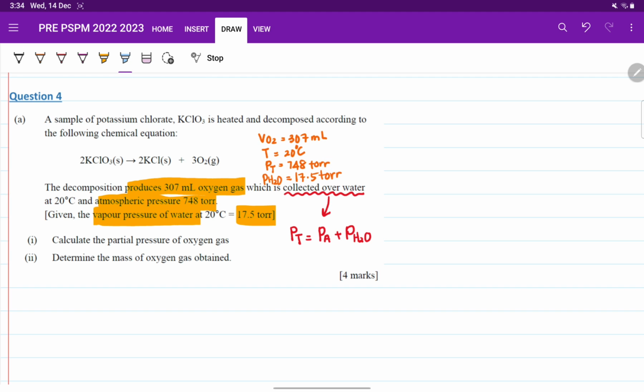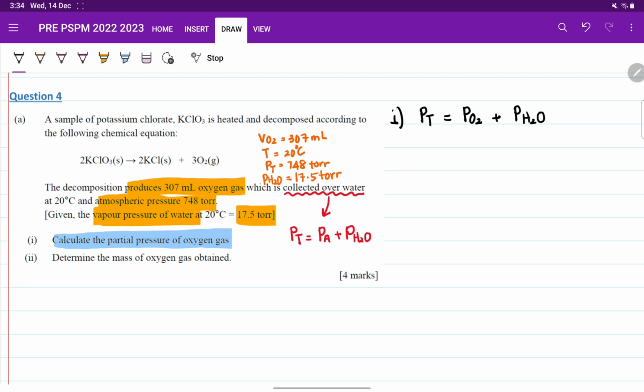Now, baru kita tengok kepada soalan. So soalan 1, calculate the partial pressure of oxygen gas. So for this question, question number 1, kita akan straight away gunakan this equation. Cuma dekat sini kita akan spesifikkan lah kita punya equation. So it will be P total, so gas A dekat sini kita akan gantikan dengan oxygen gas. So partial pressure of oxygen gas plus partial pressure of the water vapor.